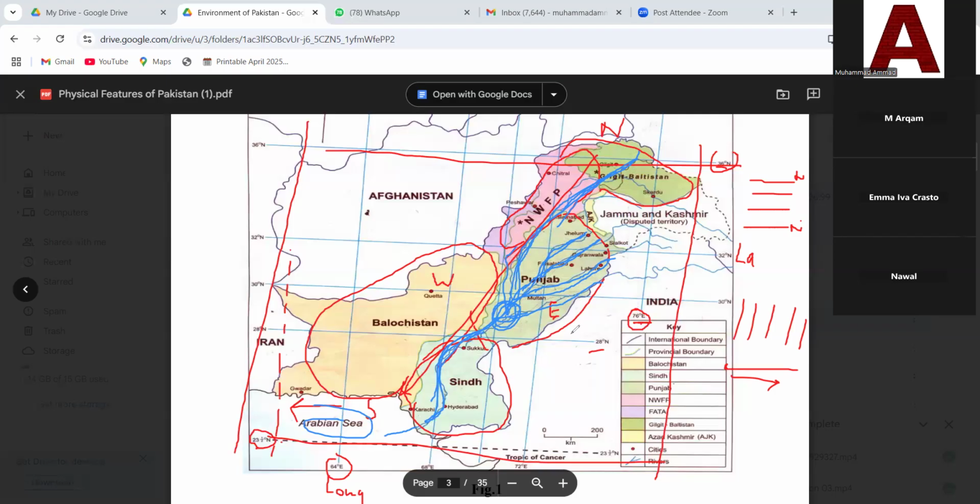Okay, perfect. Now, if you look at the bordering countries of Pakistan, there's Afghanistan in the northwest here. We've got India on the southeast. We've got Iran southwest, and we've got China towards the north here. It's not mentioned here, but this is China here. So Pakistan is surrounded by these four neighboring countries.